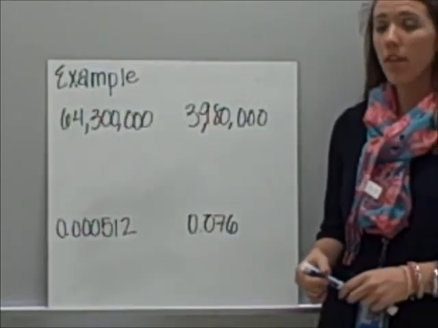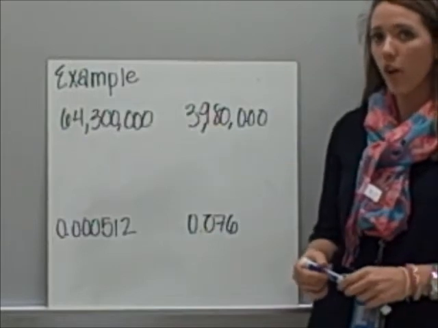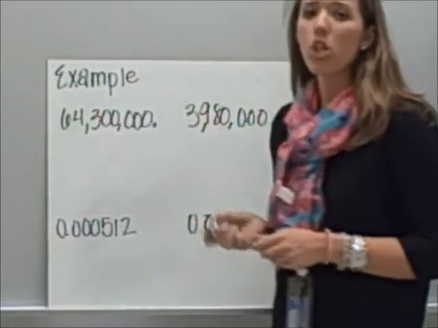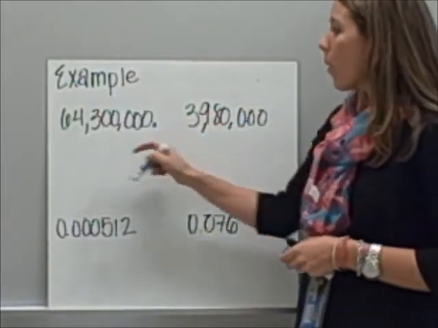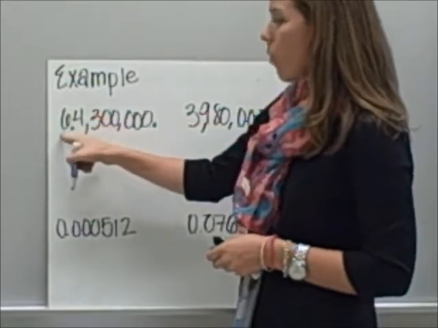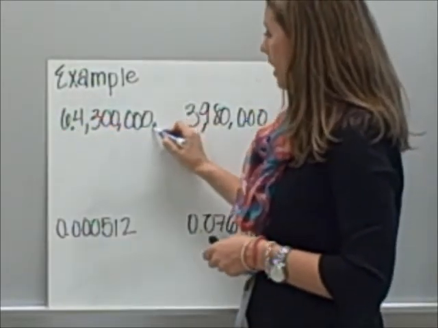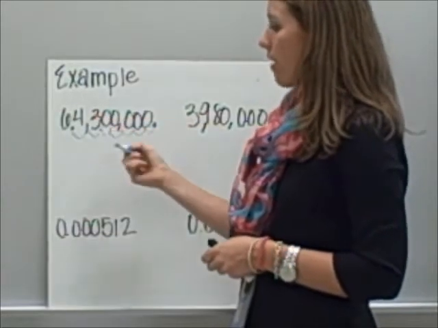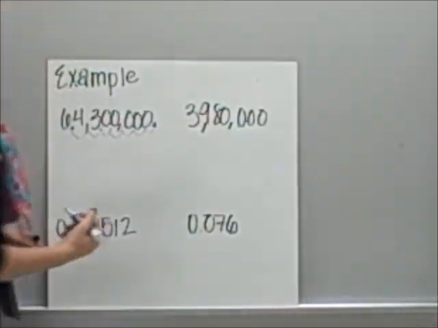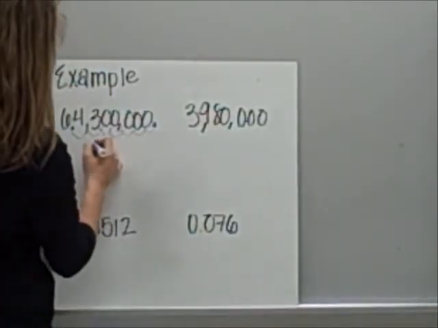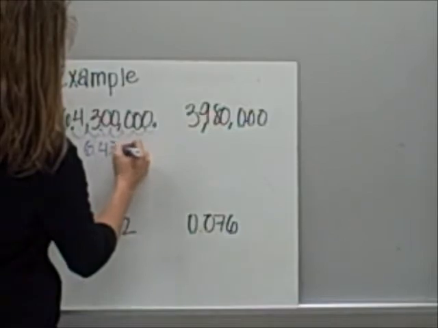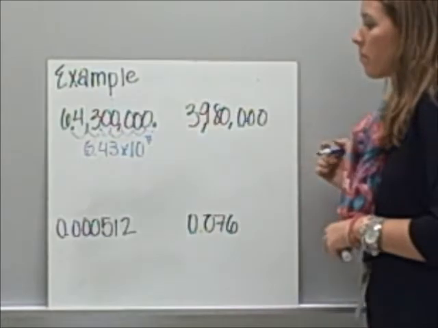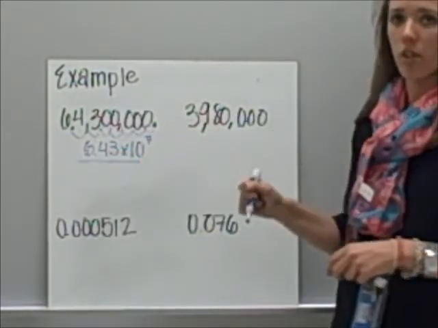Here are your examples. The first one is 64,300,000. So we start with the decimal place back here. It's invisible, we don't see it, but we know it's there. And we want to move it behind the 6. Only the 6 is in front. We count our bunny hops, 1, 2, 3, 4, 5, 6, 7. And we rewrite it: 6.43 times 10 to the 7th power. And this is it. This is your whole answer.